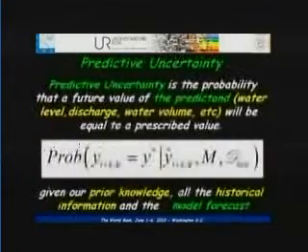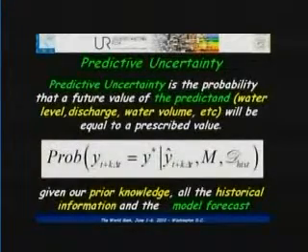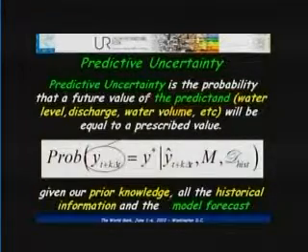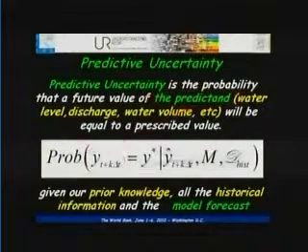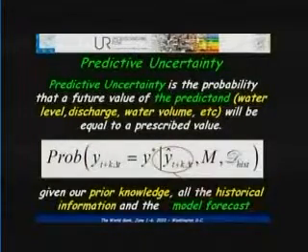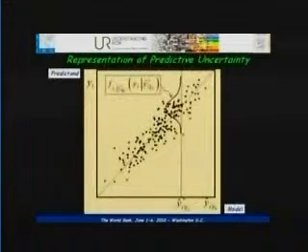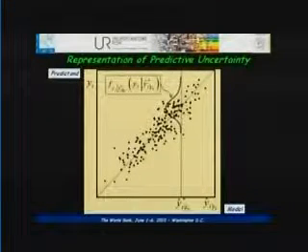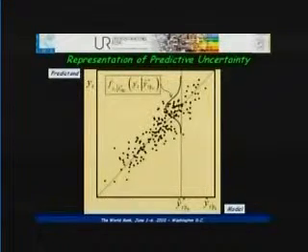Now, let us go to the predictive uncertainty. It's the probability that a future value of the predictand, the quantity of interest, is equal to a specific value when I know a model forecast. And this is, let us look at it. You see, it's just orthogonal to the previous one.